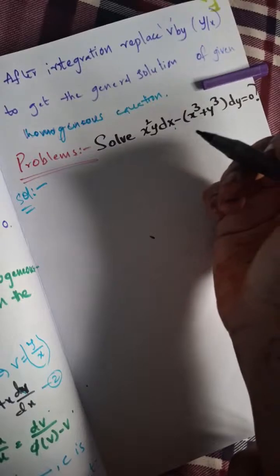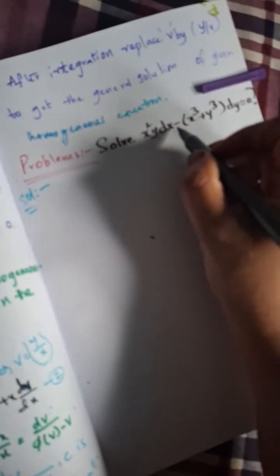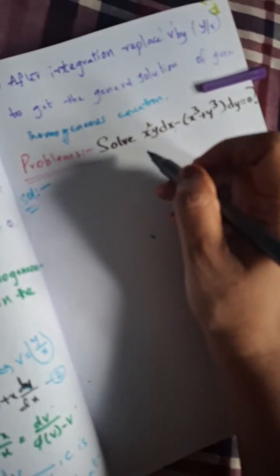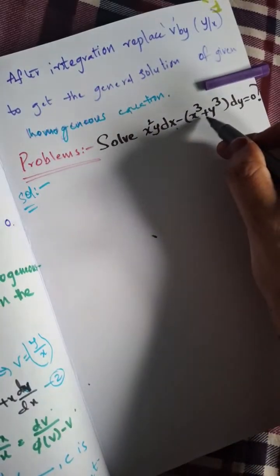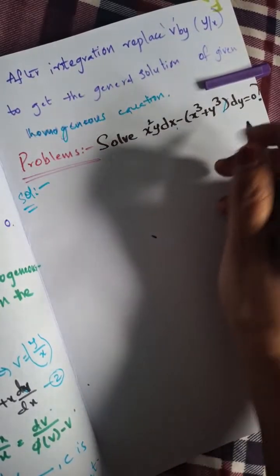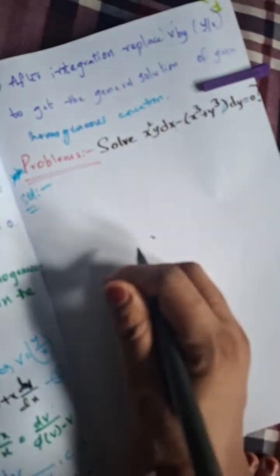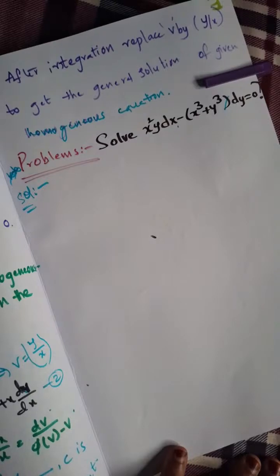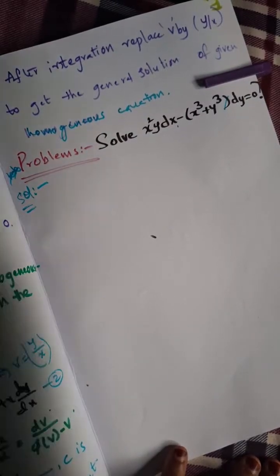Here we cannot separate these terms easily. By the variable separable method, method 1, we can easily separate the terms, but here we can't. Here we have x square y and x cube plus y cube, it is a very different question, so it is very important for exams, for board exams also, repeated multiple times in exams. So watch carefully, watch the complete video.